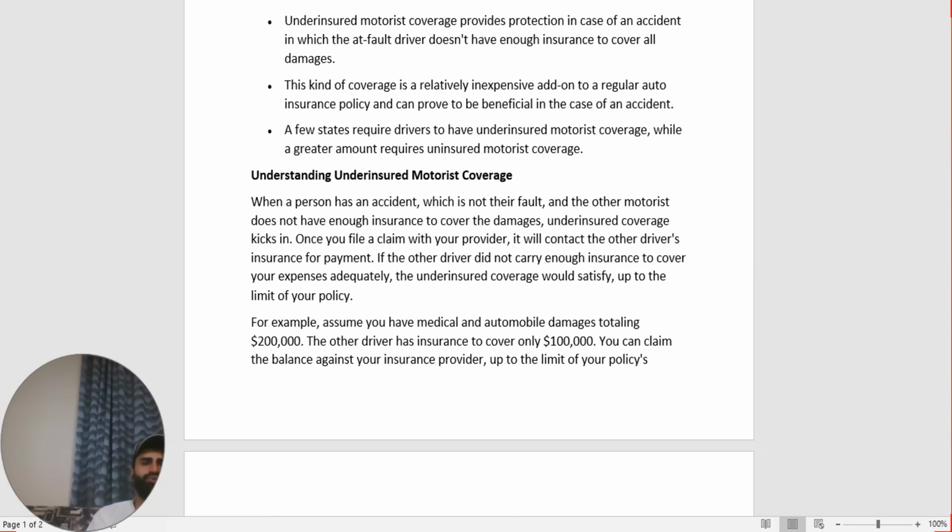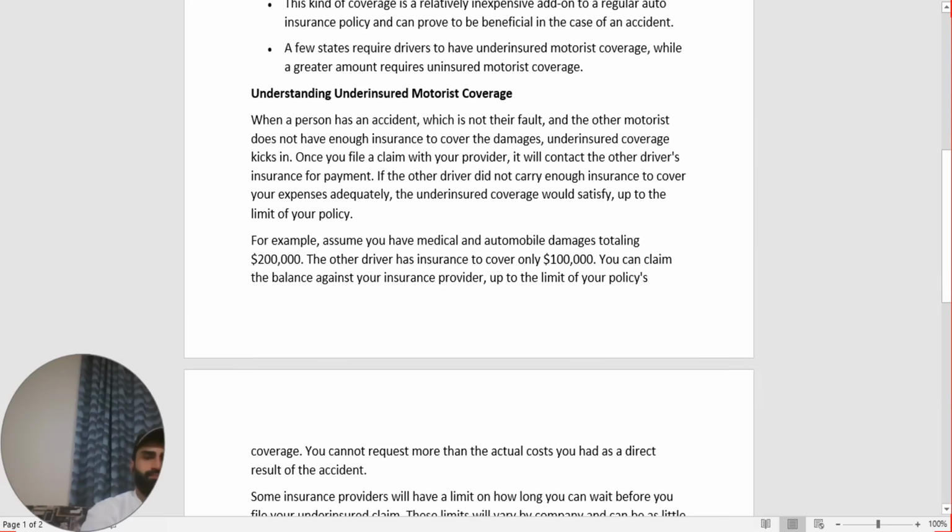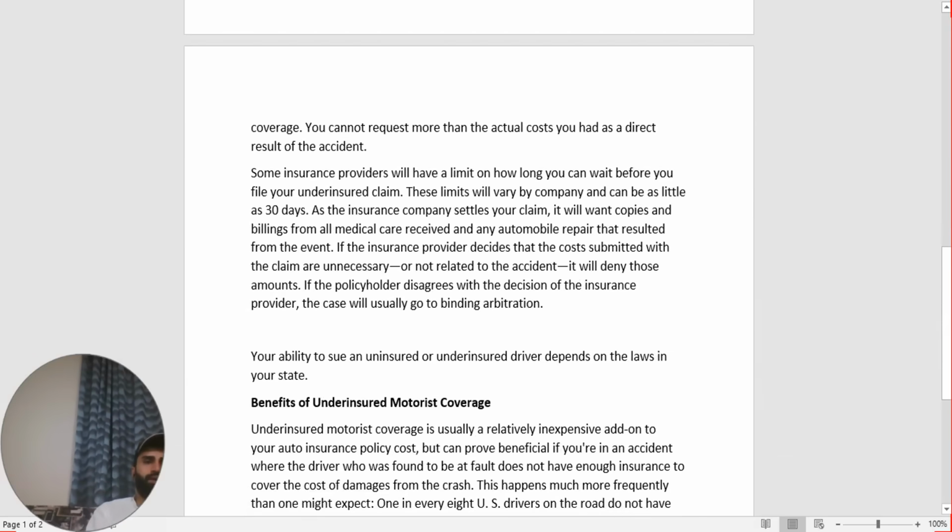For example, assume that you have medical and automobile damage totaling $200,000. The other driver has insurance to cover only $100,000. You can claim the balance against your insurance provider up to the limit of your policy. You cannot request more than the actual cost you had as a direct result of the accident.